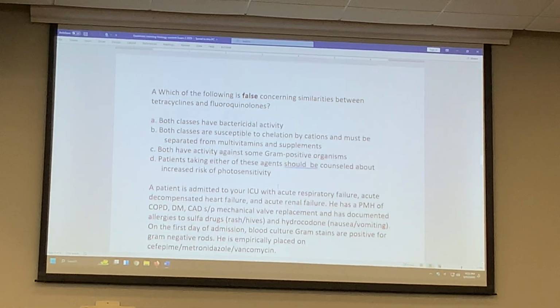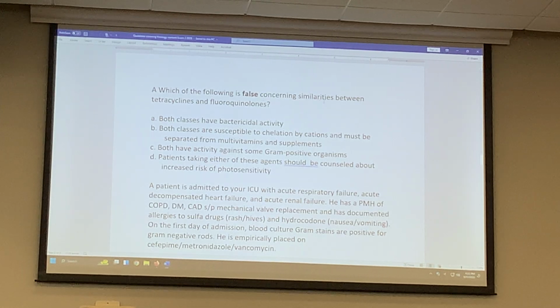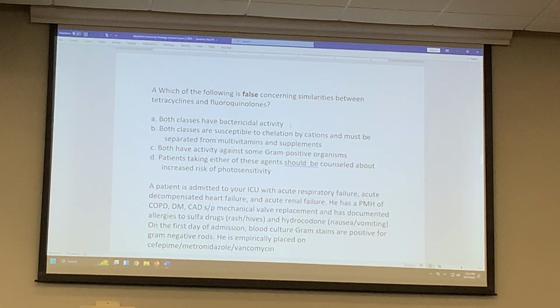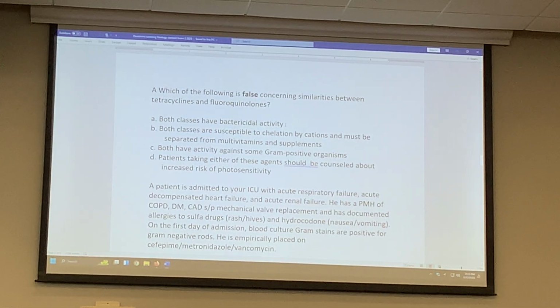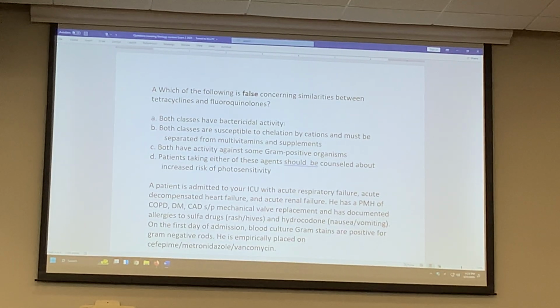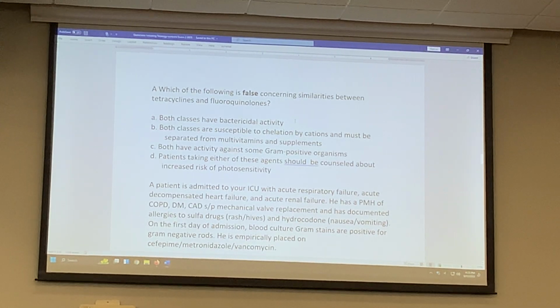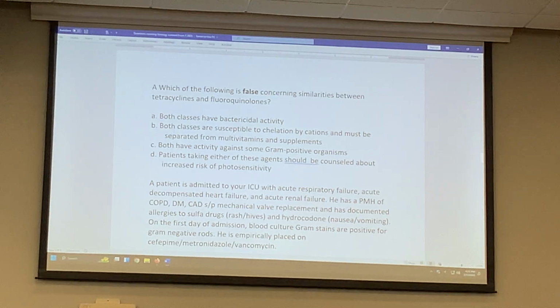Okay. Which of the following is false concerning similarities between tetracycline and fluoroquinolones? Both classes have bactericidal activity. What did I say about tetracyclines? Are they bactericidal or bacteriostatic? Bacteriostatic, right? So yes, tetracyclines are bacteriostatic. So that's already wrong. That's already the wrong answer. So let's look at the others.